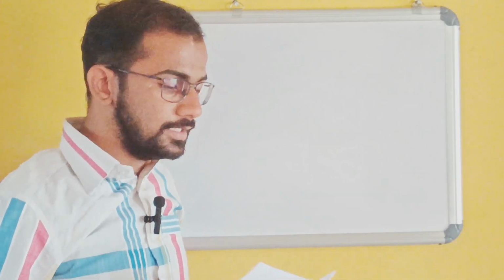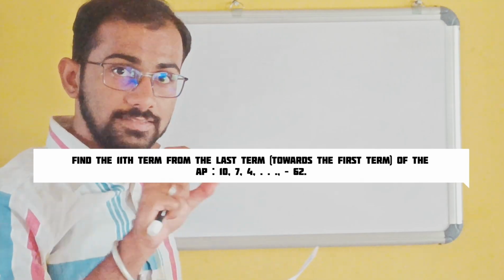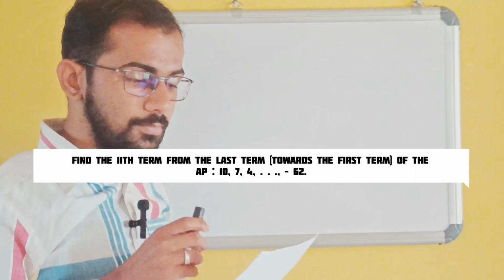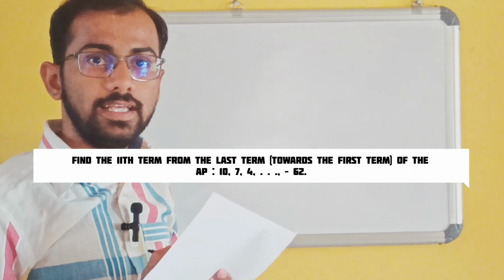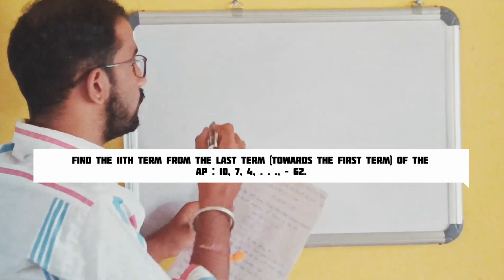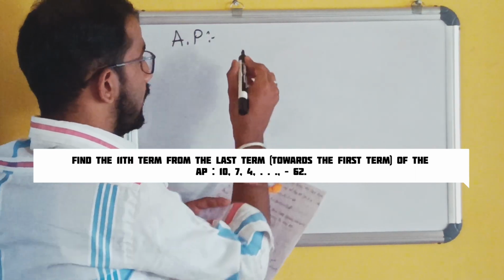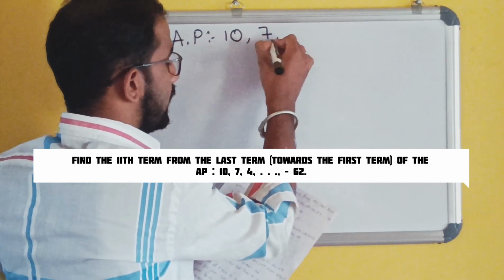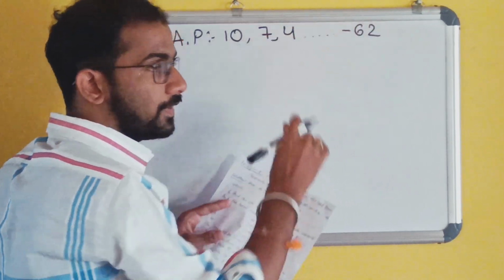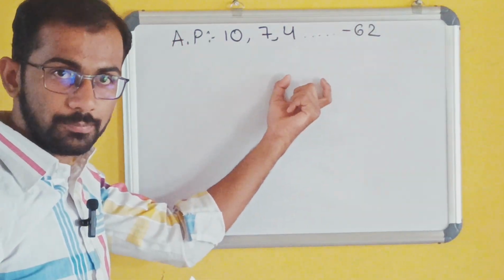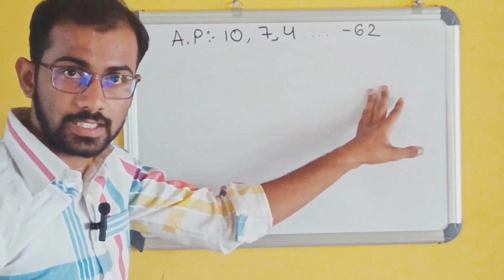Let's get started. Today's first question is: find the 11th term from the last term towards the first term of the AP. They have given you one AP, that is, one list of numbers. The given AP is 10, 7, 4, and so on up to minus 62. This is the given progression.